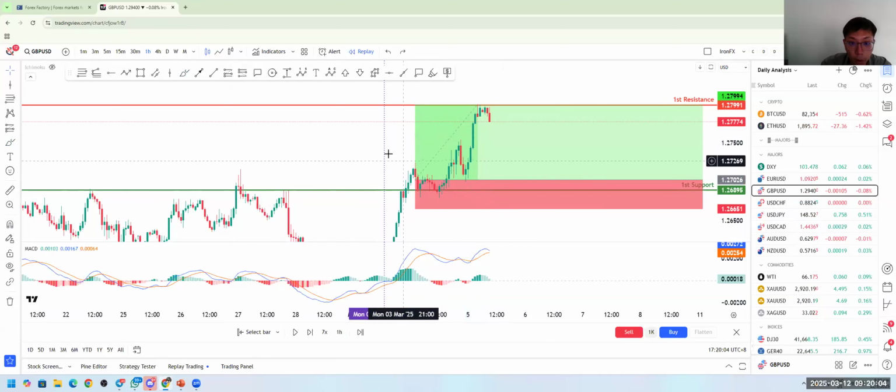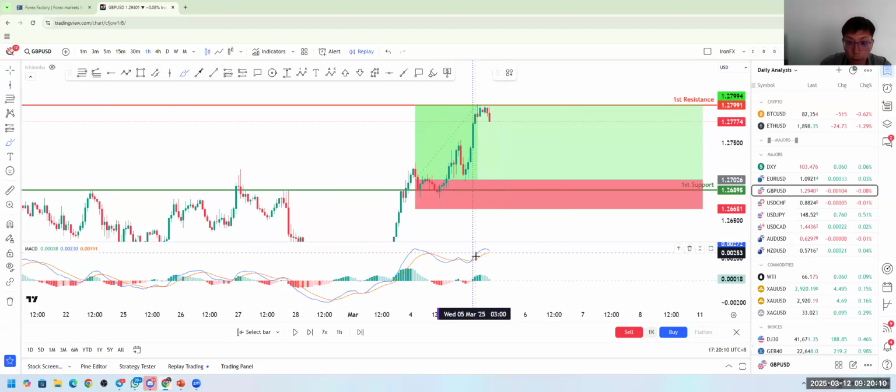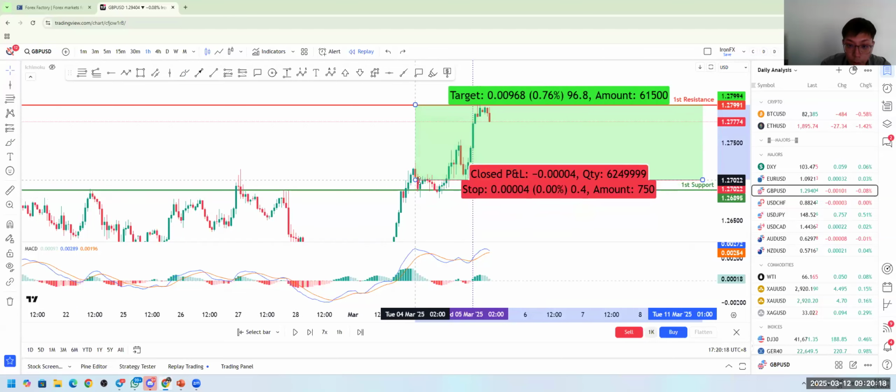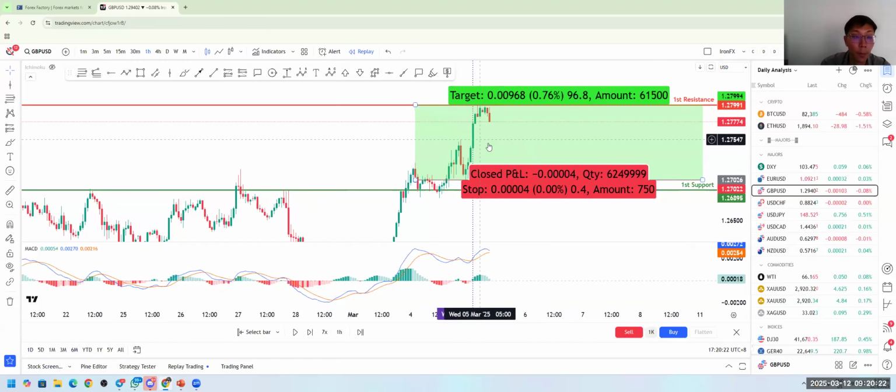And then you align. Wait, let me align this. Okay, and then you see, oh, we have price is still above this signal line. So what you should do is to shift your stop loss to break even, or you can close 50% of your trade and let the rest run.